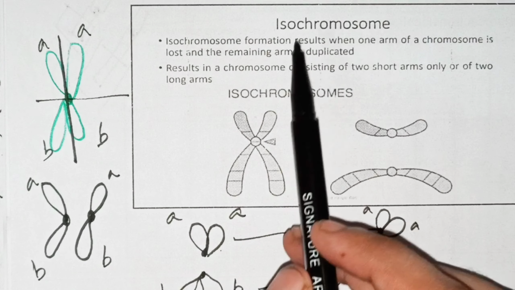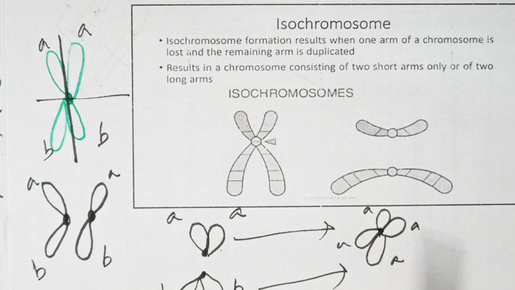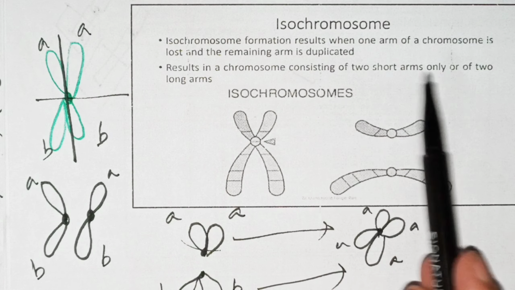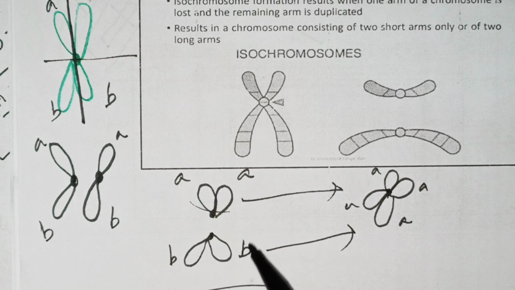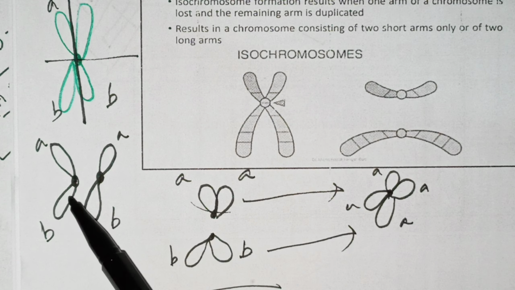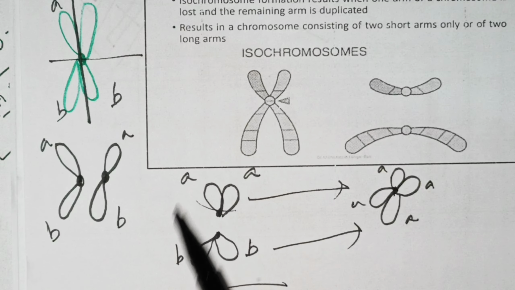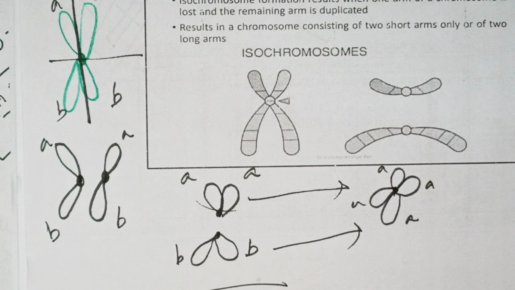Isochromosome, isochromosome formation results when one arm of a chromosome is lost and the remaining arm is duplicated. So remaining arm is duplicated, only single, resulting in the chromosome consisting of two short arms only or two long arms only. You can see only two short arms or two long arms. Okay, either two short arms will be multiplying or two long arms will be multiplying. But normally what was happening? Both were multiplying. A, that was the short arm, B, that was the long arm. Both were growing. Okay, but if the isochromosome occurs, what will happen? Only either A arm will be growing, or B will be growing.